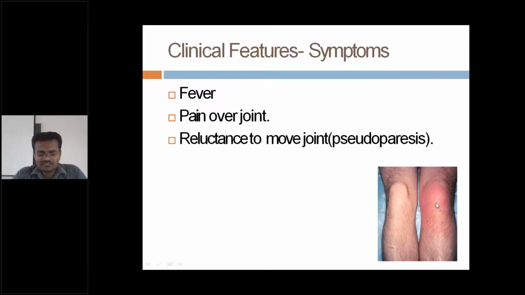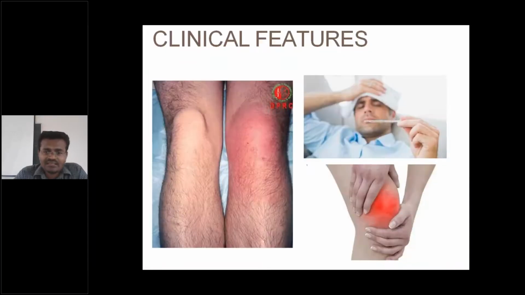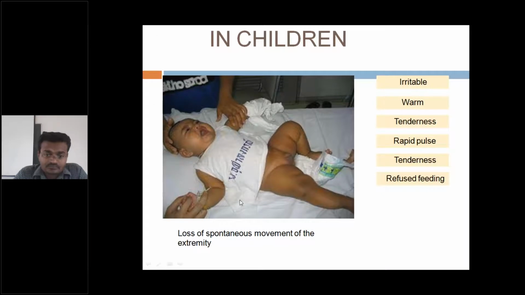Remember, the patient will come with fever, local rise of temperature, swelling, local redness, and severe pain such that the patient cannot move his limb. That is known as pseudo paralysis: fever, joint pain, swelling, pseudo paralysis. And in children, particularly with hip arthritis, they will be very irritable.